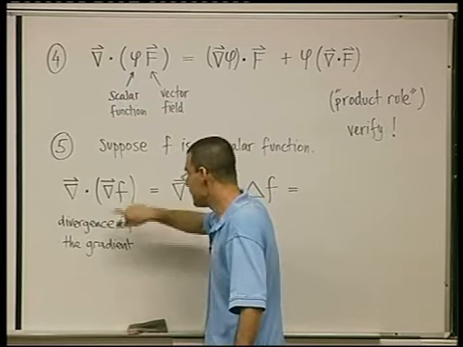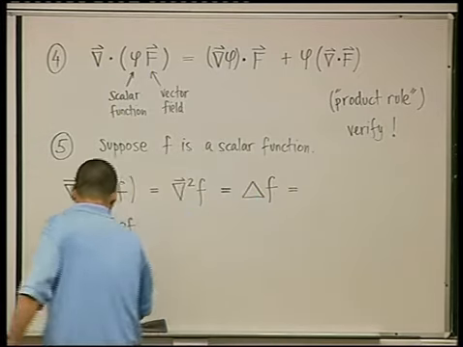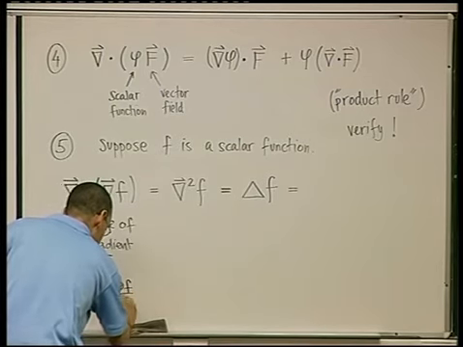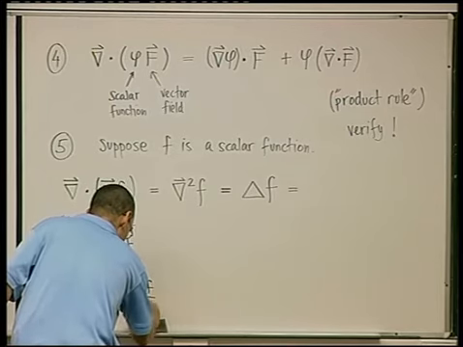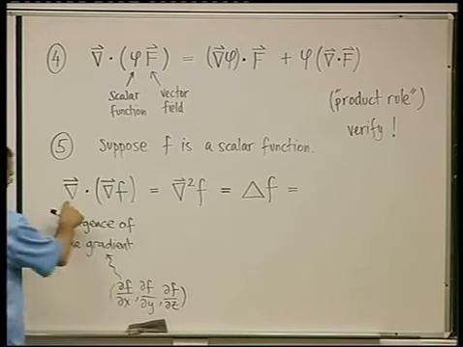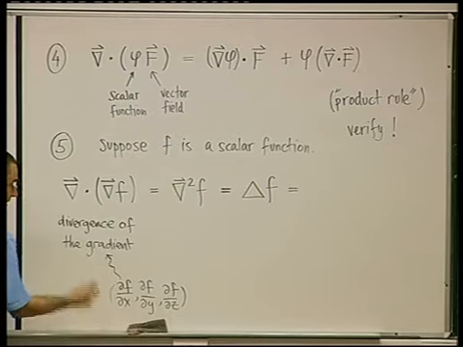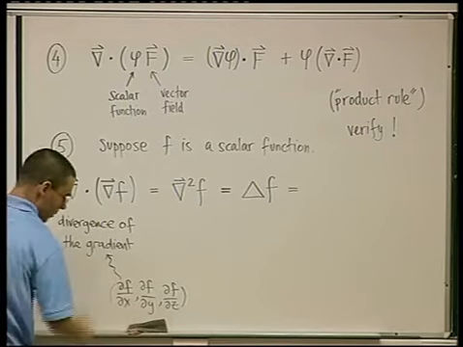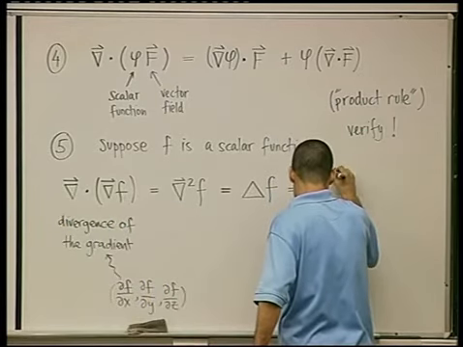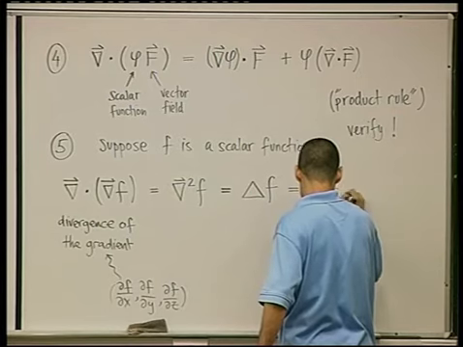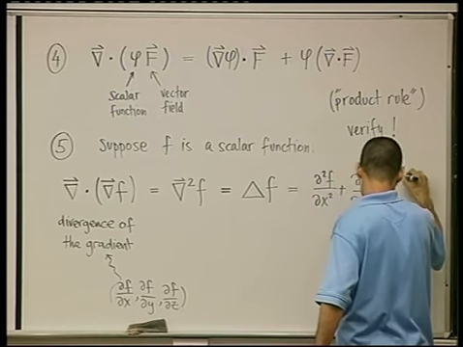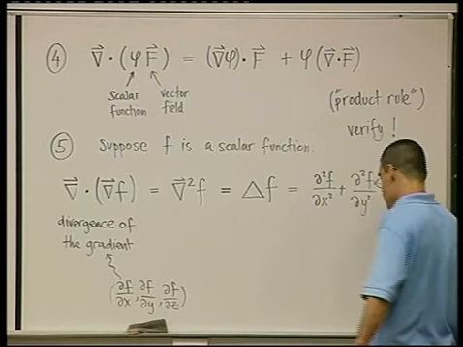The gradient, if you recall, is a vector: df to dx, df to dy, df to dz. So the divergence of the gradient is d to dx of the first component plus d to dy of the second component plus d to dz of the third component. So it's d squared f to dx squared plus d squared f to dy squared plus d squared f to dz squared. This is what it is.